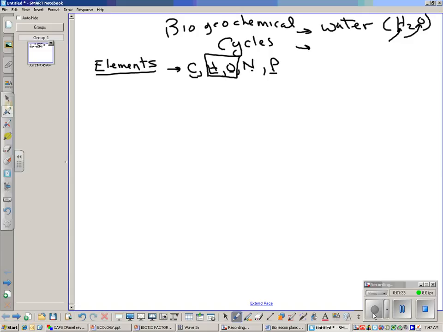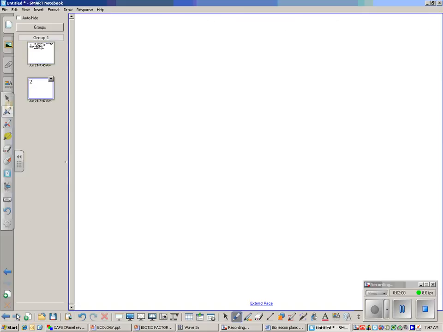But what we're talking about here is, if all of these are matter, and if matter cycles, it's never lost, it's never gained. It's an important idea. Today, we want to talk about cycle number two, and cycle number two is the carbon cycle. We're going to deal with a couple of what I call major misconceptions here in science.